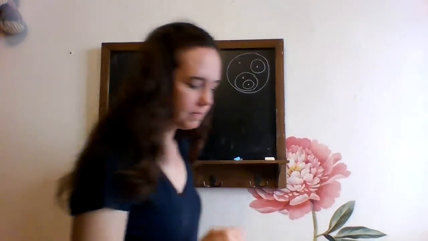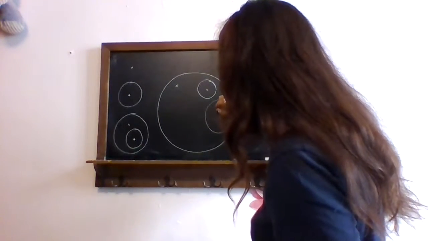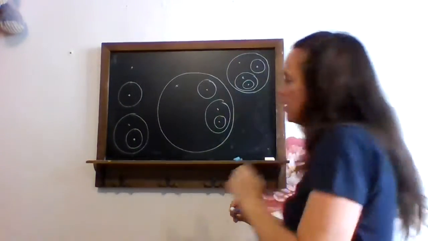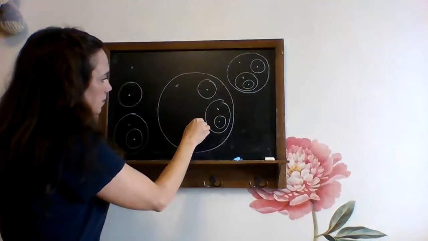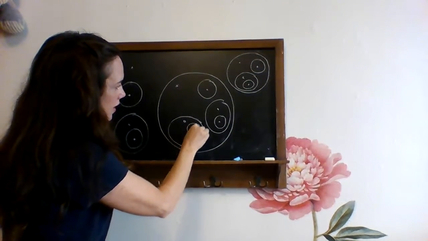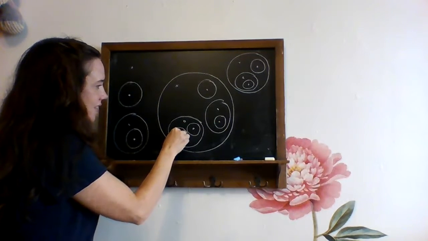Okay, let's do one more. So this set contains the empty set, the set that contains the empty set, this set here that has two elements, the empty set and the set that contains the empty set, and this also has this element, the new one. So it has the empty set, the set that contains the empty set, and the set that contains the empty set and the empty set.